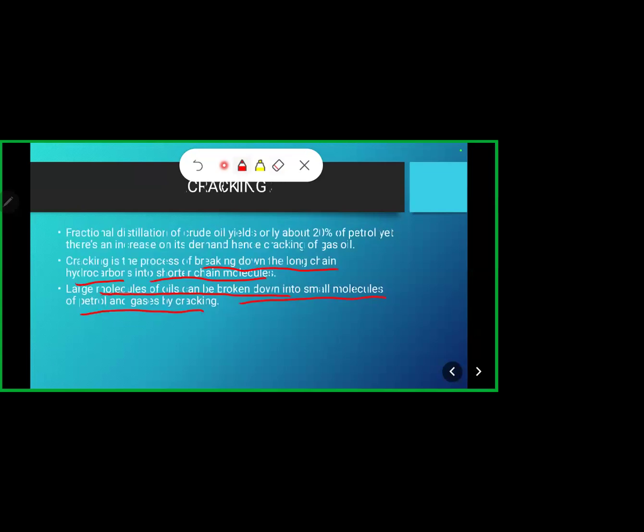So basically, that's it about crude oil. You need to know how crude oil is obtained, how it is purified, that is the fractional distillation method, what the different uses of the fractions obtained are, and how we can obtain more petrol beyond the 20% given to us during fractional distillation.